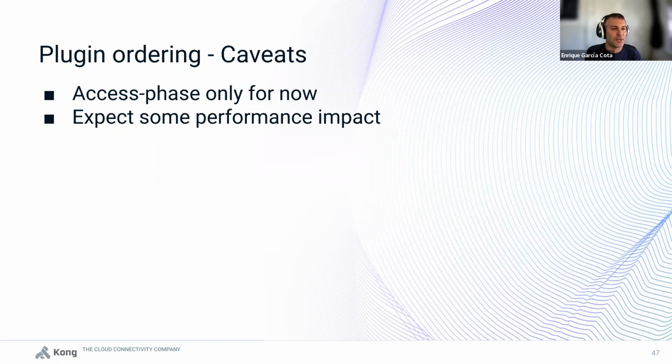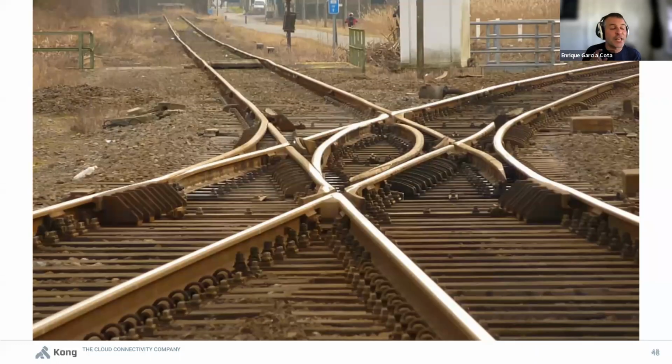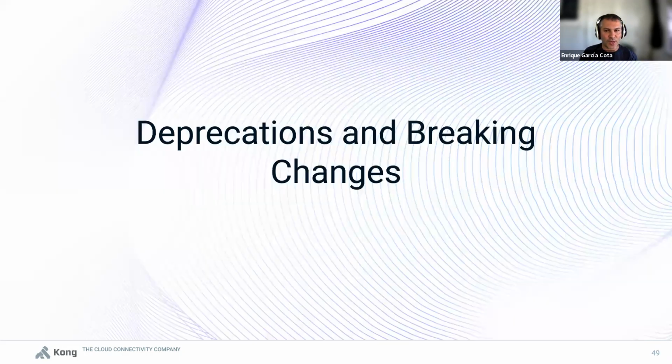We have not transitioned from a train to a car. We are more or less implementing this kind of thing in Kong at the moment. We are still using mostly trains, but there are some more options. Okay, last thing I want to talk about is deprecations and breaking changes.